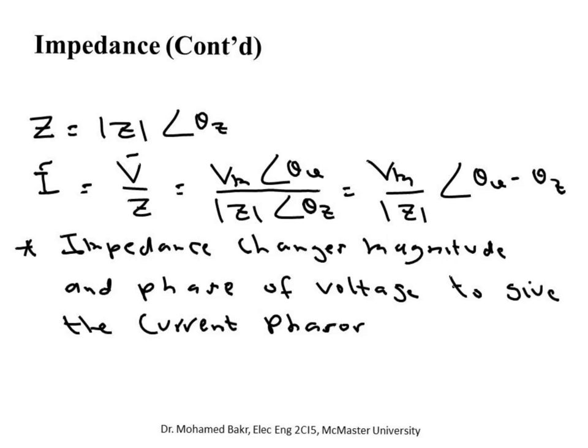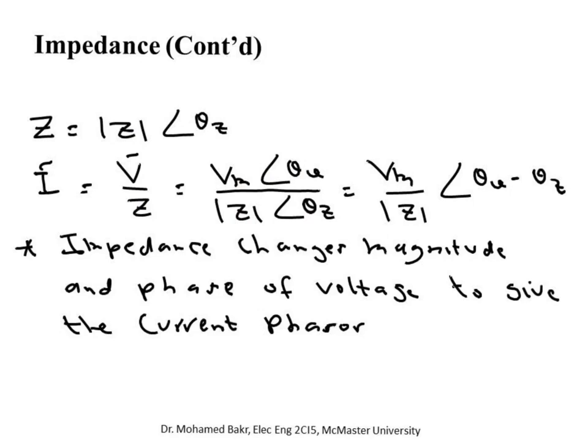Once you have found the total impedance of a circuit, this total impedance can be written as a modulus and an angle. This is how we write phasors: modulus Z e to the j theta Z. Then the phasor of the current is equal to the phasor of the voltage divided by this impedance. This one has a magnitude Vm and an angle of theta V. This one has a magnitude Z and an angle of theta Z. When you divide two complex numbers, you divide the two moduli and you subtract the angles.